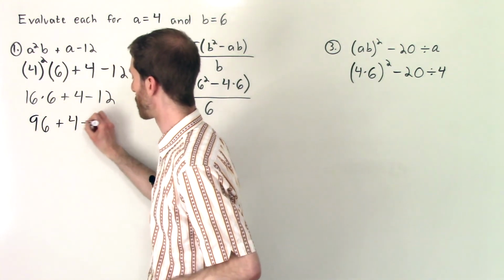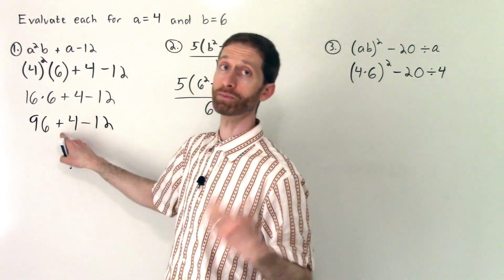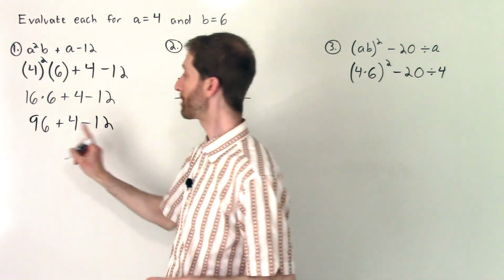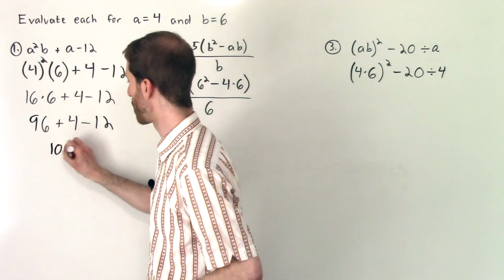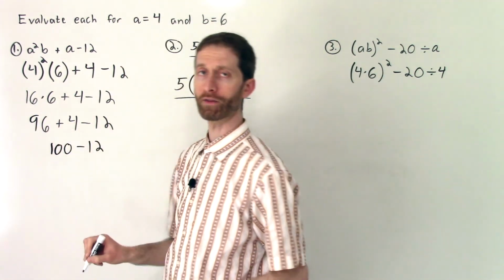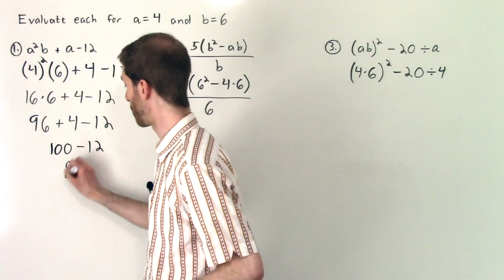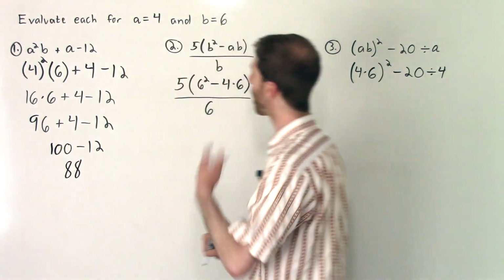Plus 4 minus 12. You do addition next before subtraction when moving left to right. 96 and 4 is 100. Minus 12 is 88. Beautiful. That's your answer. On to this next one.